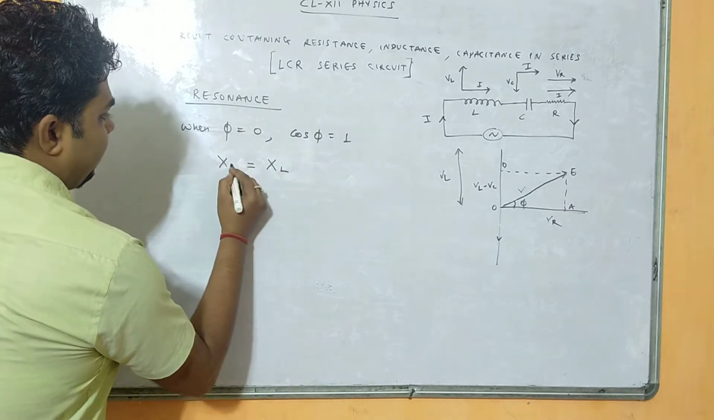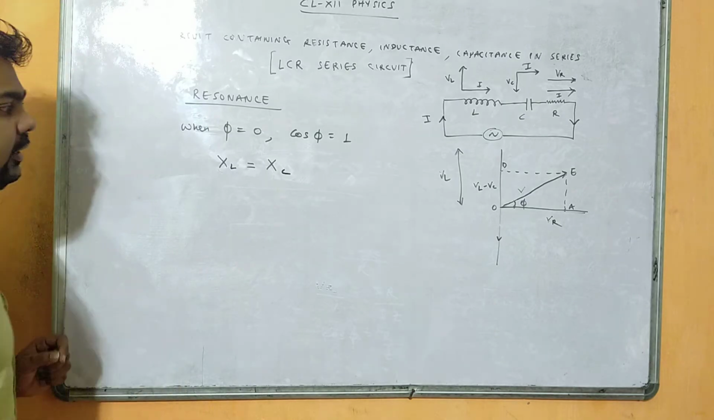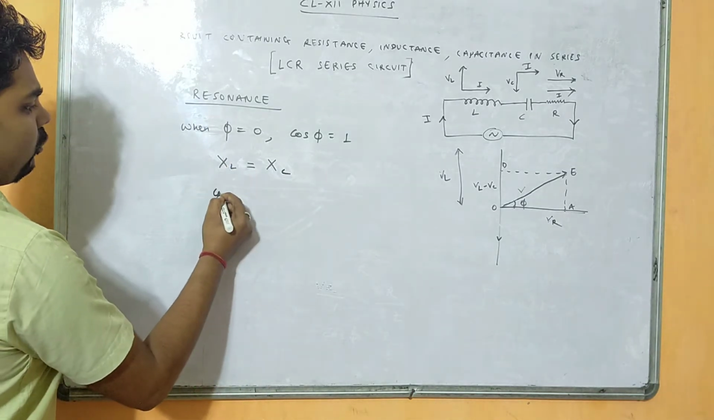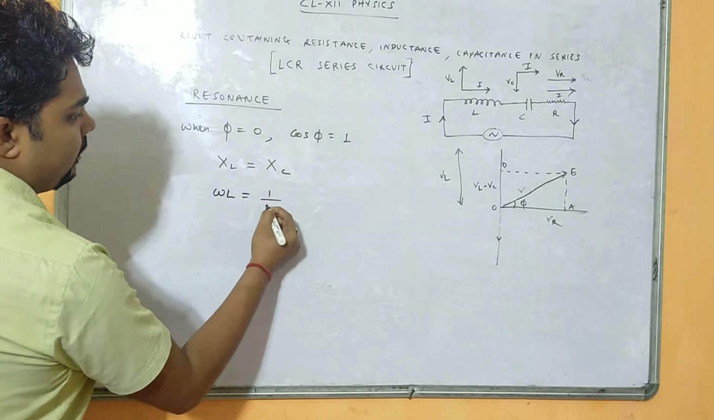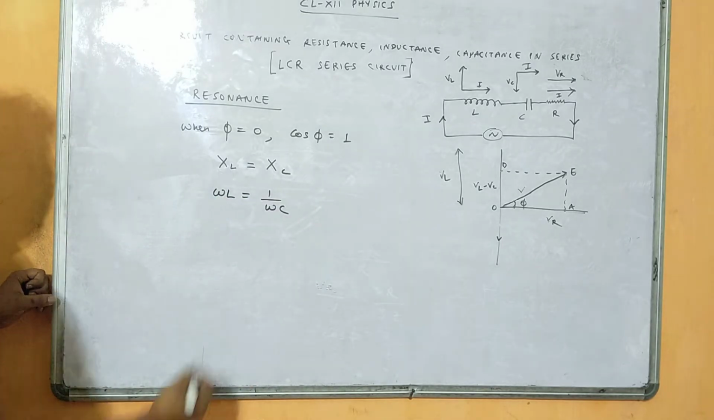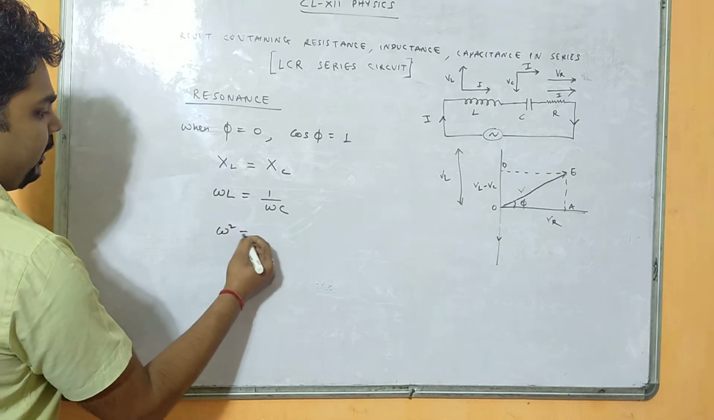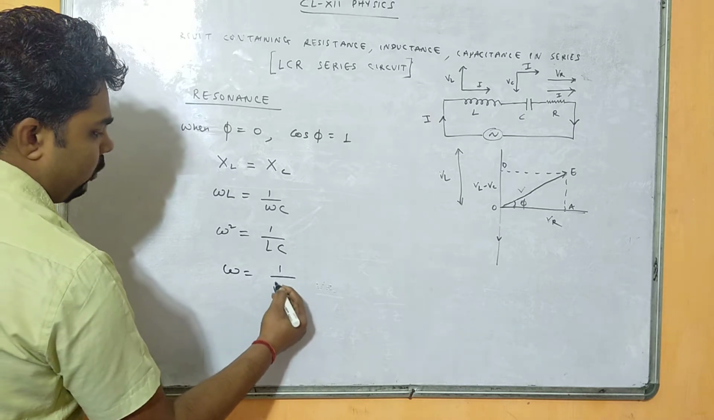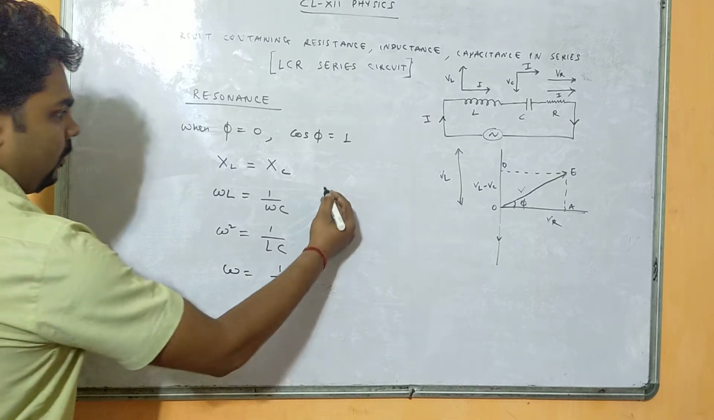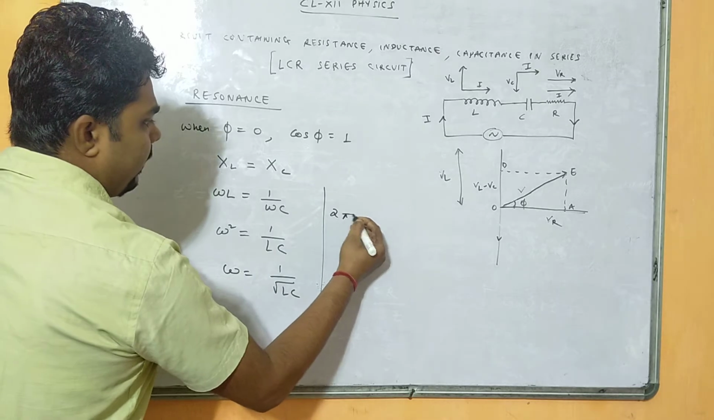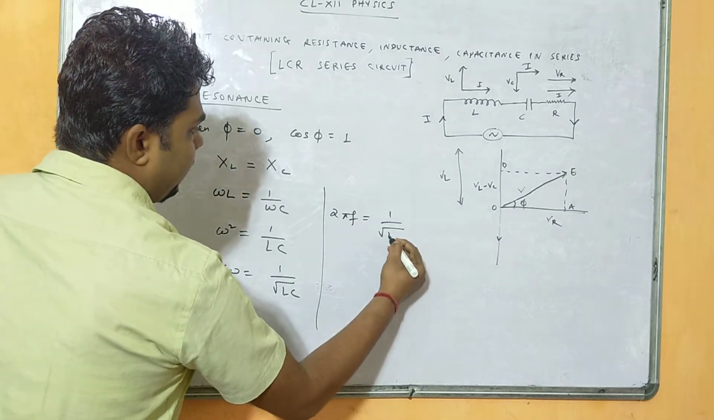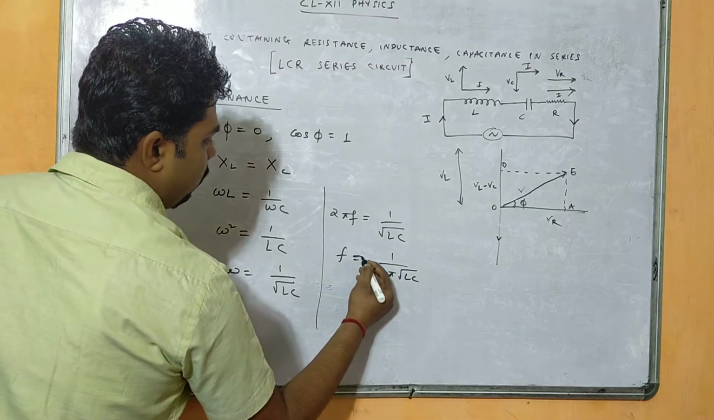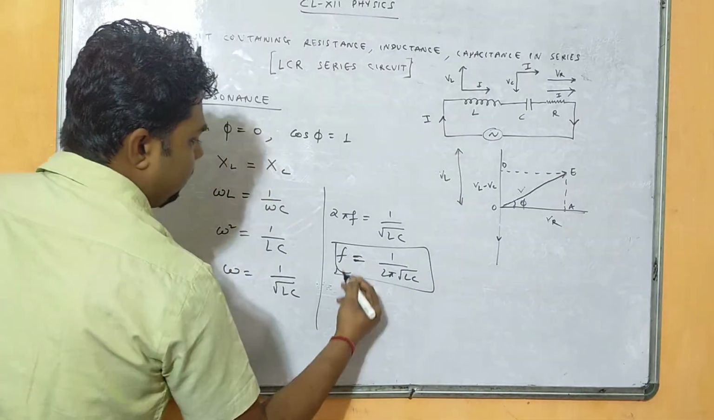So if I write here XL and here XC, both will be correct, right? So in resonance condition, XL becomes equal to XC. XL means omega L and XC means 1 by omega C. If I cross multiply, what will we get? Omega square equals 1 by LC, so omega can be written as 1 by root under LC. Also omega can be written as 2 pi f, so f equals 1 by 2 pi root under LC. So this is the resonant frequency.